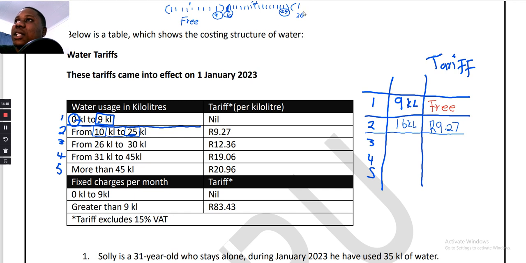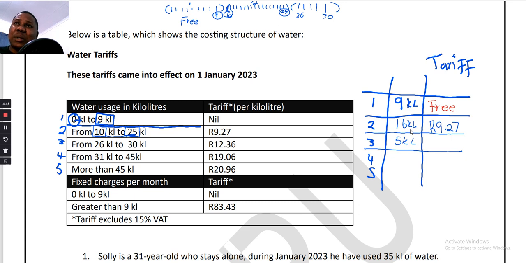So this block we are going to count from 26 up until 30. So that is 26, 27, 28, 29, 30. Then we close. That is block number 3. We count from 26 up until 30. So how many kiloliters are between 26 and 30? It's 1, 2, 3, 4, 5. Then we have 5 kiloliters.